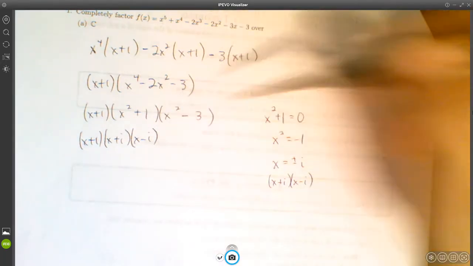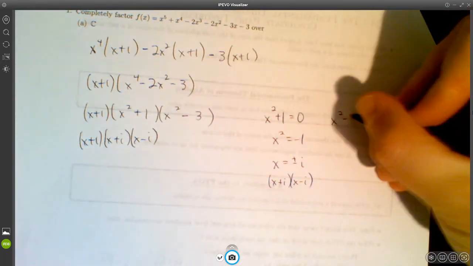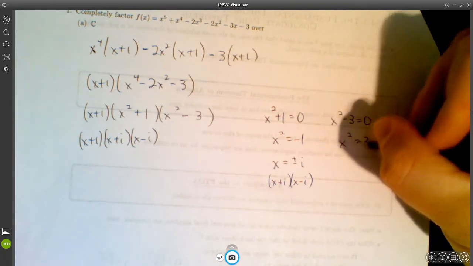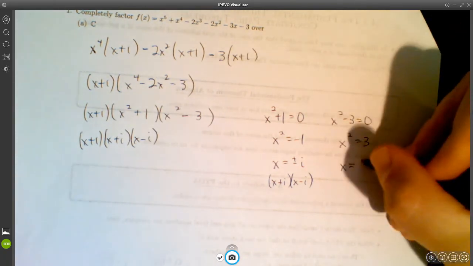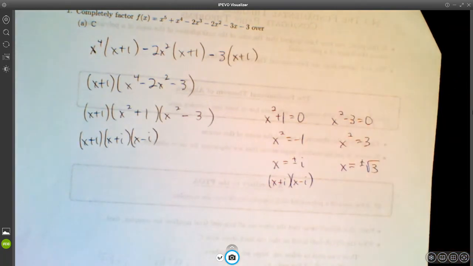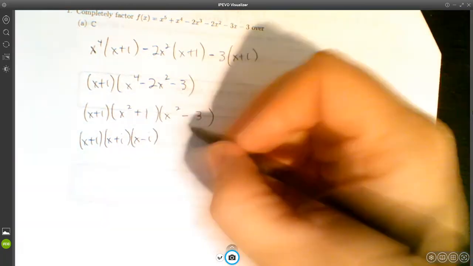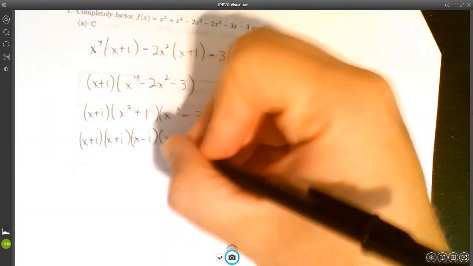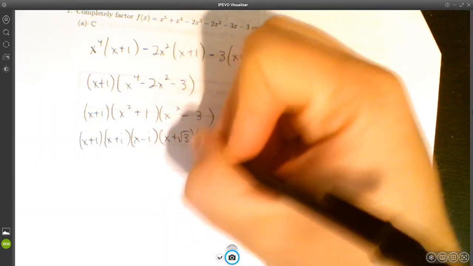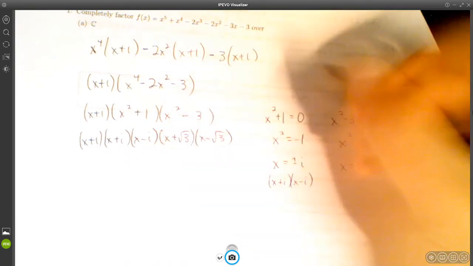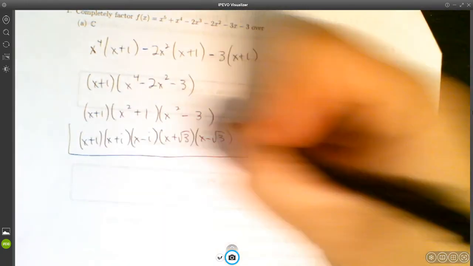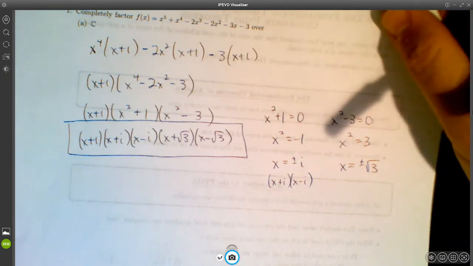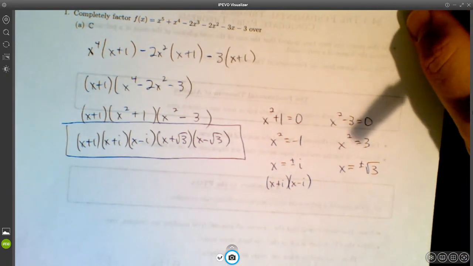We can do the same thing with the x squared minus 3. Set that equal to 0, then solve. So we add the 3 to the other side, and then take the square root. x is plus or minus square root of 3. And so that means that the linear factors corresponding to x squared minus 3 are going to be x plus root 3 and x minus root 3. And there it is, right? There's the complete factorization over the complex numbers.